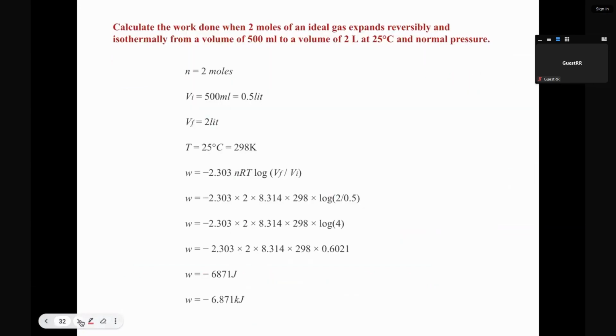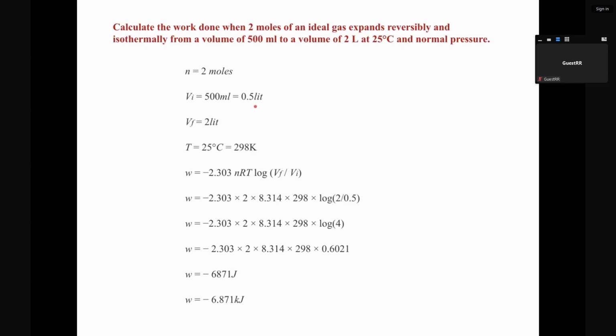We move to our next numerical, which is: calculate the work done when 2 moles of an ideal gas expands reversibly and isothermally from a volume of 500 ml to a volume of 2 liters at 25 degrees Celsius and at a constant normal pressure. So we have n equal to 2 moles. Now V1, the initial volume, is 500 ml, that is 0.5 liter. Since we are dealing with V2 by V1, both V1 and V2 should be in the same unit, so both are expressed in liters.